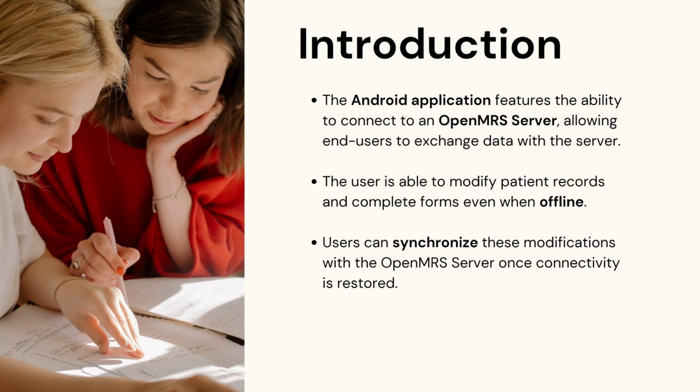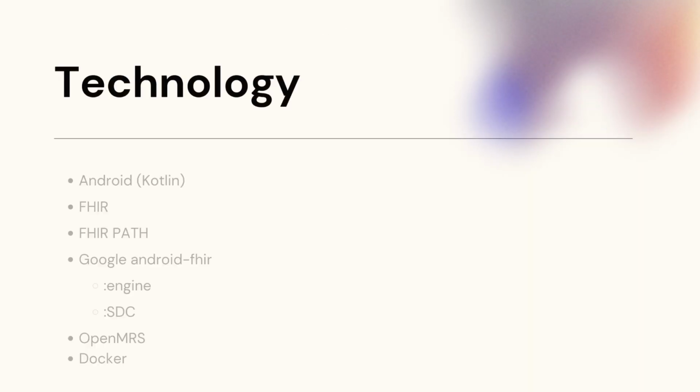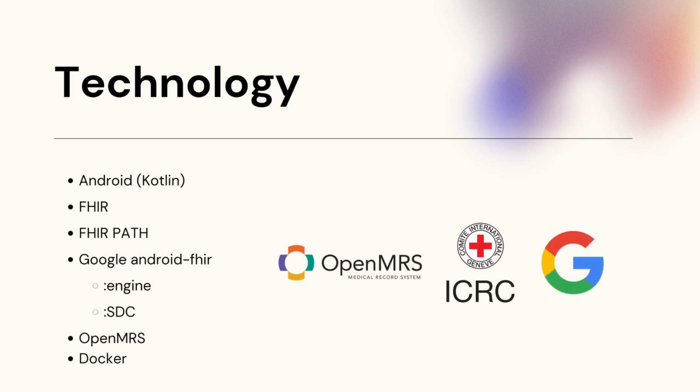Now let's dive into the technology used in the server. So we have Android, FHIR, FHIRPath, Google Android FHIR engine, and the SDC, the OpenMRS backend, and Docker for running our backend application. Out of this, FHIR is Fast Healthcare Interoperable Resources, which is a data specification primarily used to transfer medical records from one system to another.